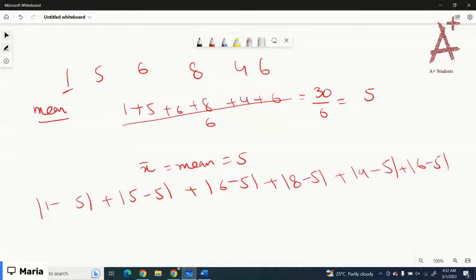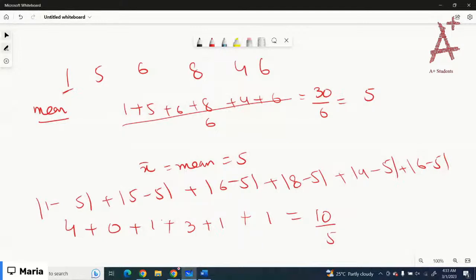1 minus 5 is negative 4, but they are the absolute values, so it would be positive 4. 5 minus 5 is 0. 6 minus 5 is 1. 8 minus 5 is 3. 4 minus 5 is negative 1, but it would be 1 because you have to calculate the absolute value. 6 minus 5 is 1. Just add them up: 3, 4, 5, 6, 7, 8, 9, 10. It would be 10. Divide it by 5.